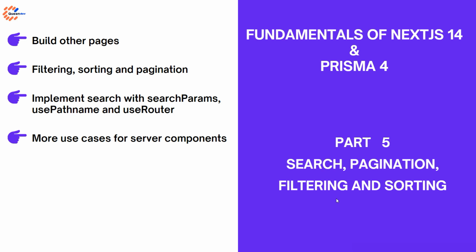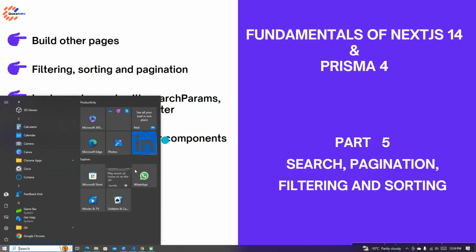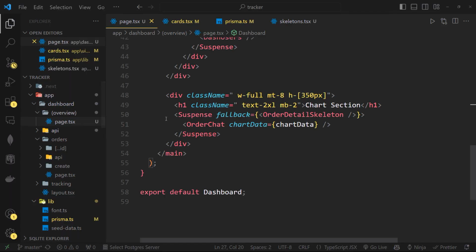We're going to implement search with a search param, useSearchParams, usePathname, and useRouter. And more, we're going to use server components as we move down the line. So with that said, let's get started on building the orders page. So let's go right back into code.